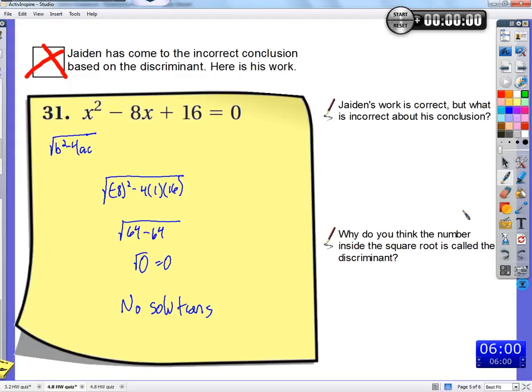Who's got an answer, kind of a response to that? Since there's no solutions, what do you think would happen if you got a zero in the square root and had no solution? It would just mean that the discriminant is zero, that it would add or subtract 8x to get the solution. What do you mean by that? The formula is negative b plus or minus the square root of all that stuff written down.